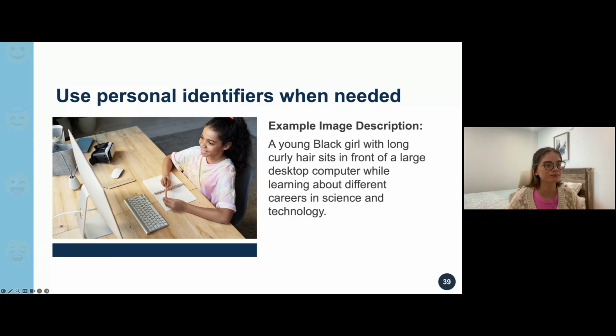If you're unsure about how the subject of an image identifies or don't want to assume how they identify, stick to using neutral terms such as person instead of man or woman. Of course, the best way to ascertain how someone in your images identifies is to simply ask them if you can. Just make sure to explain to your subject that you're trying to accurately represent them and their identity in your content.